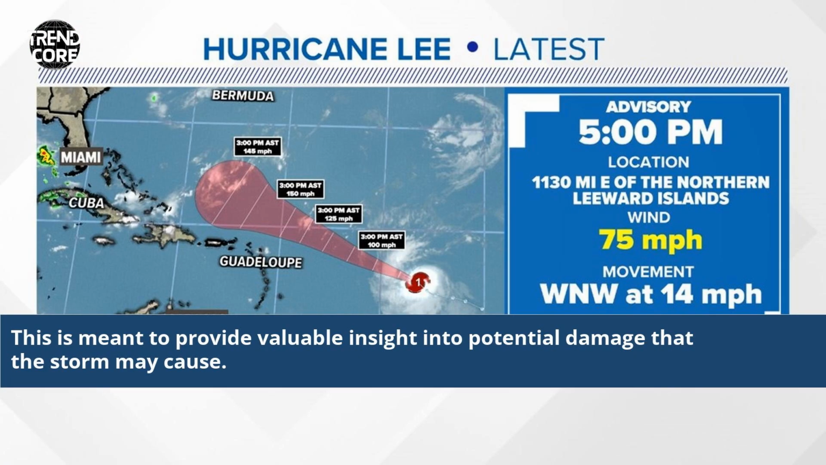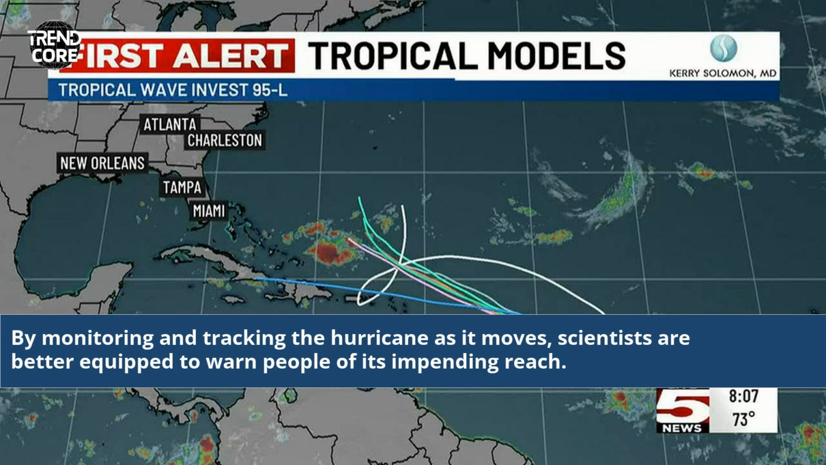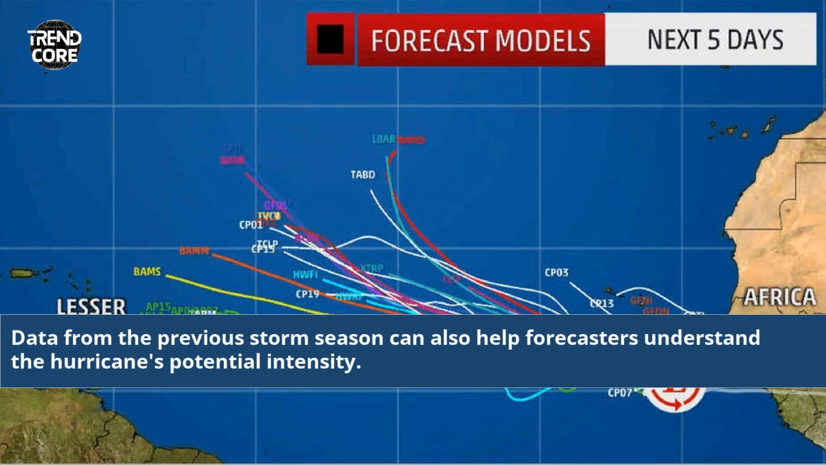This is meant to provide valuable insight into potential damage that the storm may cause. By monitoring and tracking the hurricane as it moves, scientists are better equipped to warn people of its impending reach. Data from the previous storm season can also help forecasters understand the hurricane's potential intensity.